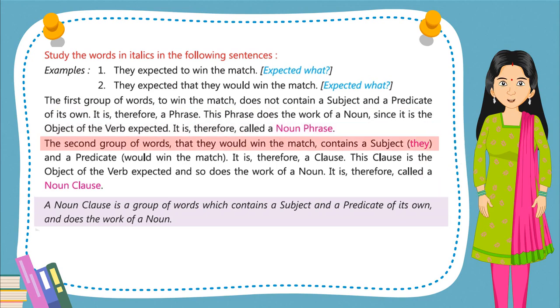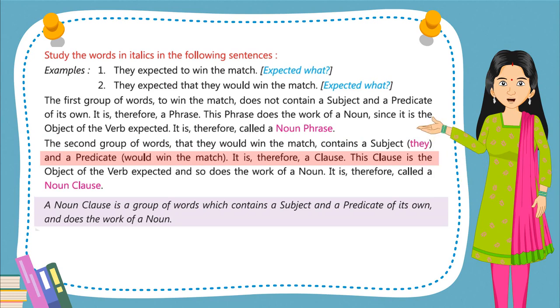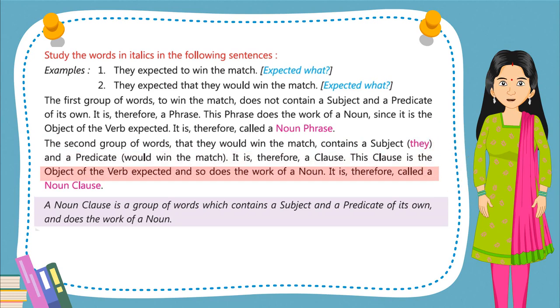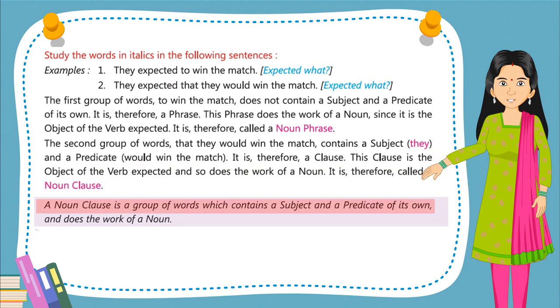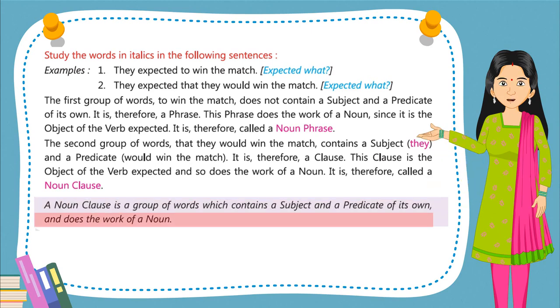The second group of words, that they would win the match, contains a subject, they, and a predicate, would win the match. It is, therefore, a clause. This clause is the object of the verb expected, and so does the work of a noun. It is, therefore, called a noun clause. A noun clause is a group of words which contains a subject and a predicate of its own, and does the work of a noun.